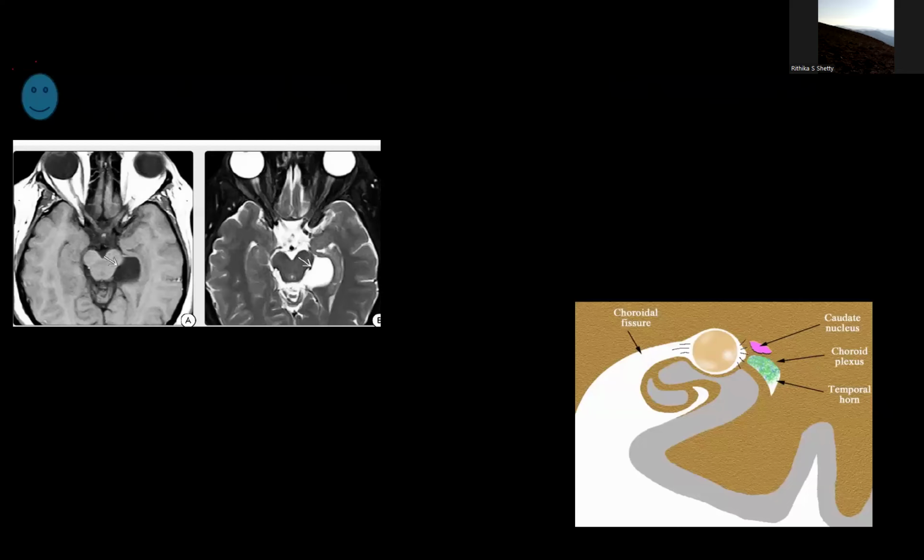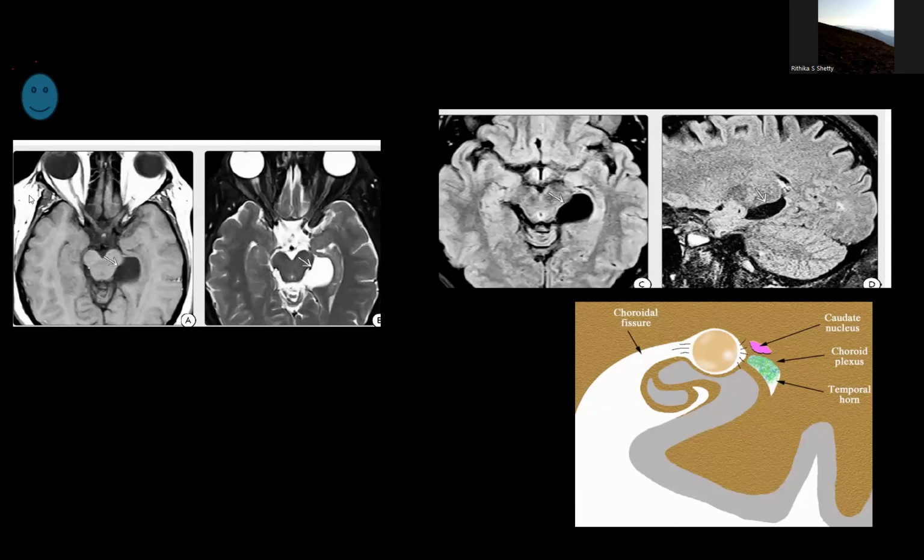Coming to the next cyst. So this is my hint, like I have asked a question in the end. Here we can see the spindle shaped cyst. Again, it looks like an arachnoid cyst only, but the location is different. It is T1 hypo. On T2, it is showing hyperintense signal. On FLAIR, it is suppressed, but the classic is the location.